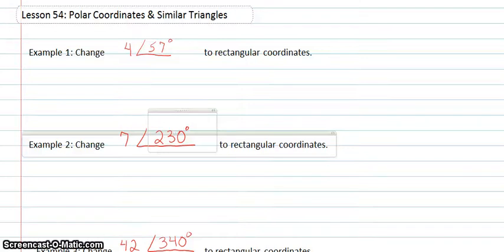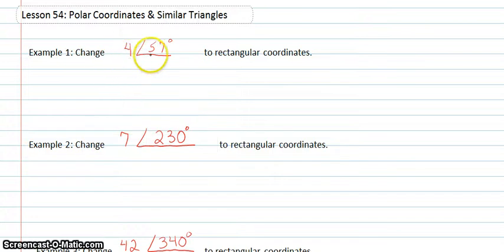In lesson 54, we're looking at polar coordinates and similar triangles. In the first example, it says to change 4 at 57 degrees to rectangular coordinates. So this has a magnitude or length of 4 at 57 degrees. Let's look at it on a graph.